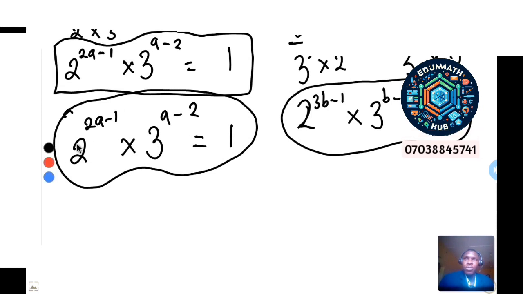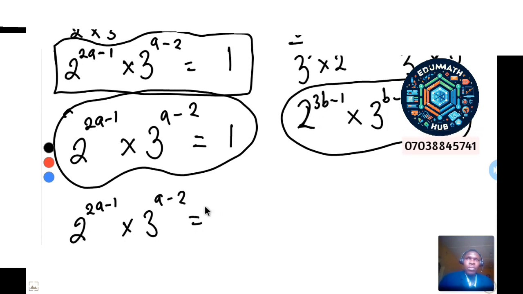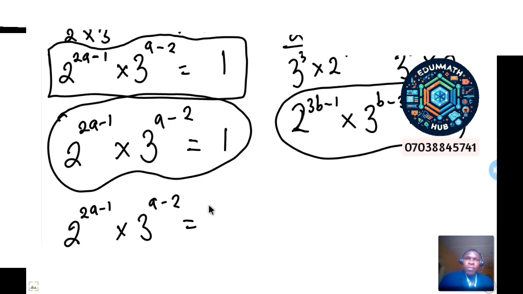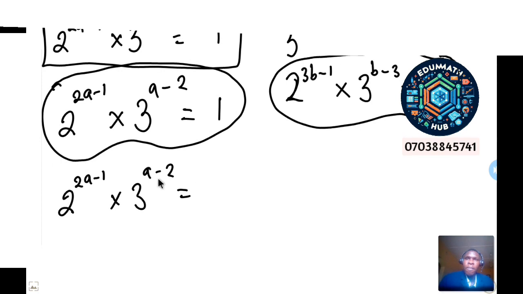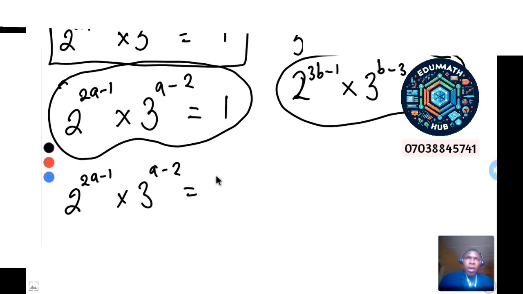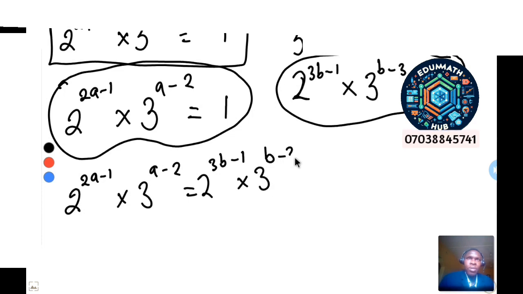Let me write this one first. That will be 2 raised to the power 2a minus 1 times 3 raised to the power a minus 2, equals to, then I'll write this one now. So I have 2 raised to the power 3b minus 1 times 3 raised to the power b minus 3.